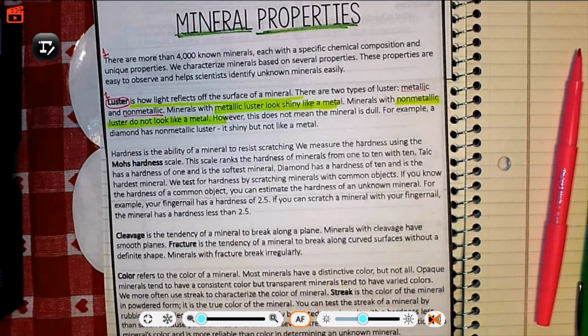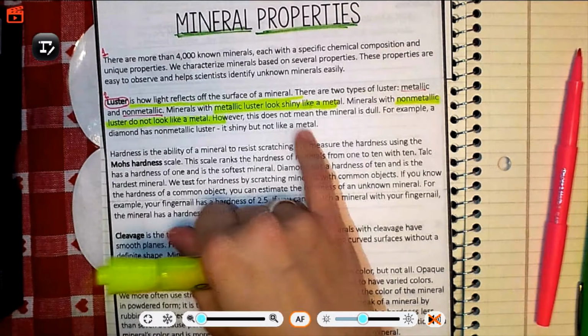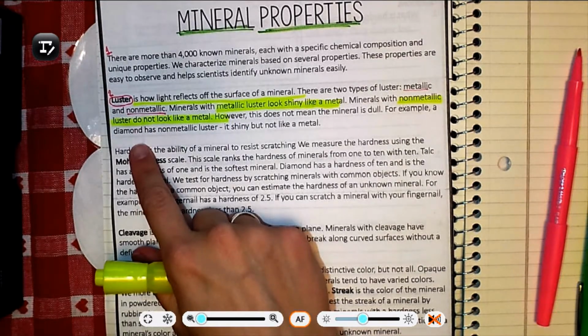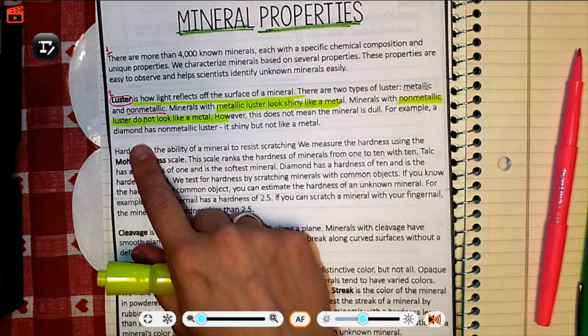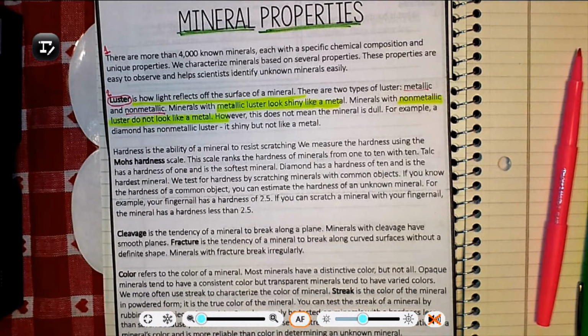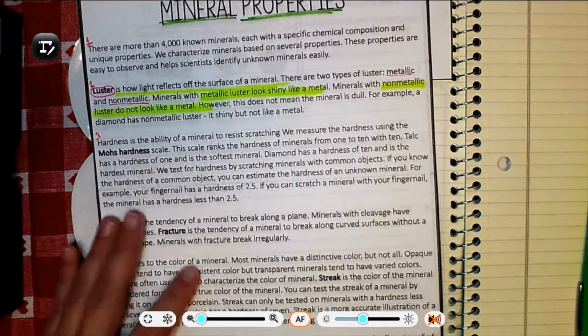This does not mean just because it's not in the metallic category that it's going to be dull or not shiny. For example, a diamond has non-metallic luster, but it's really shiny, but it's not shiny like metal. So our next one in paragraph 3 is hardness.